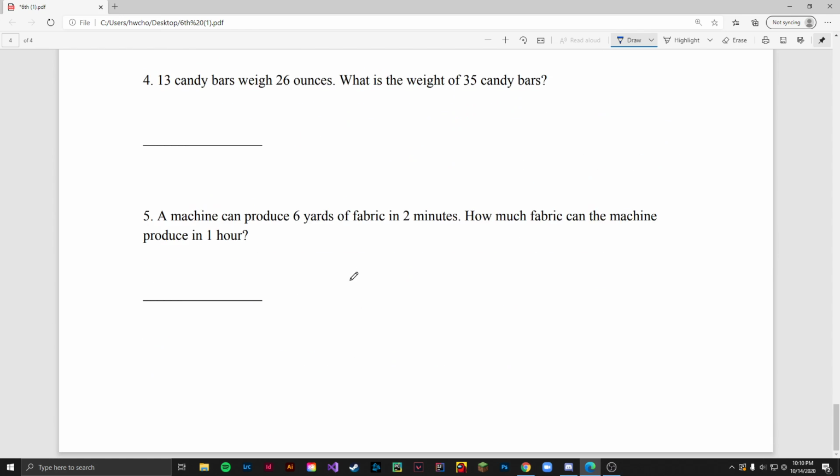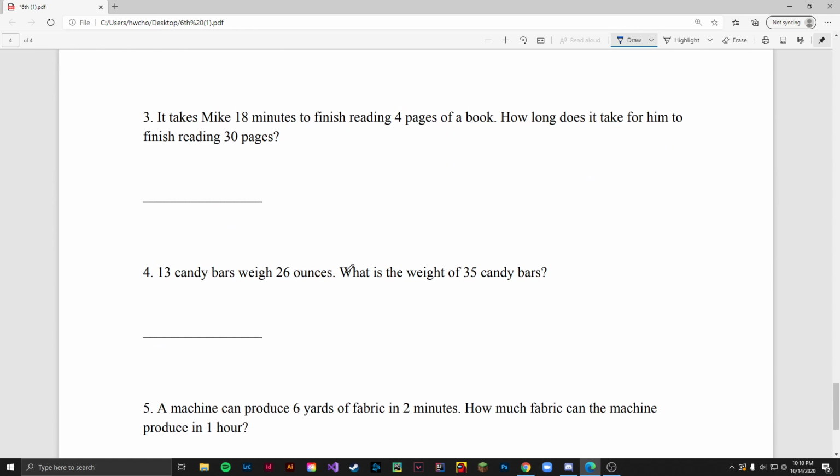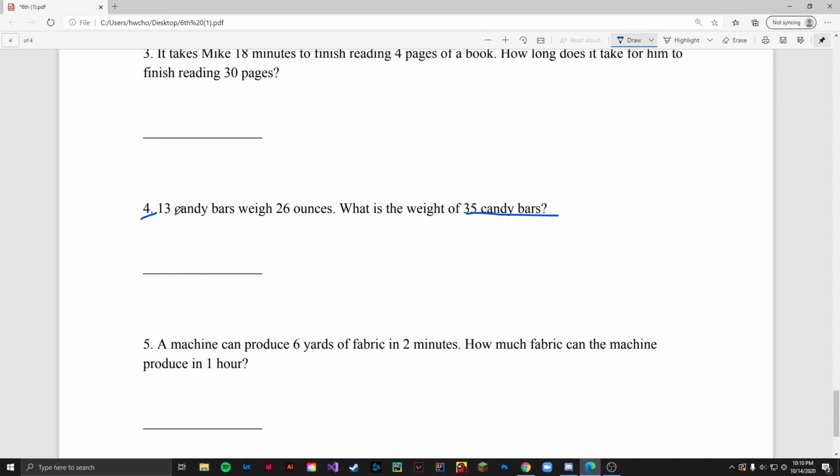So let's go over number 4. 13 candy bars weigh 26 ounces. What's the weight of 35 candy bars? Well, let's find out how much one candy bar weighs, right? So you get 26 ounces. That's the weight. We're trying to find weight per candy bar, okay? Ounces per candy bar. I'm just going to write 26 ounces over 13 candy bars.